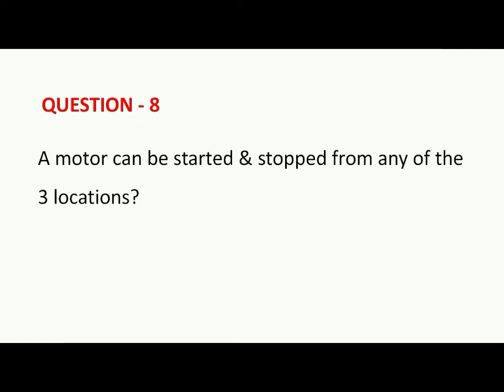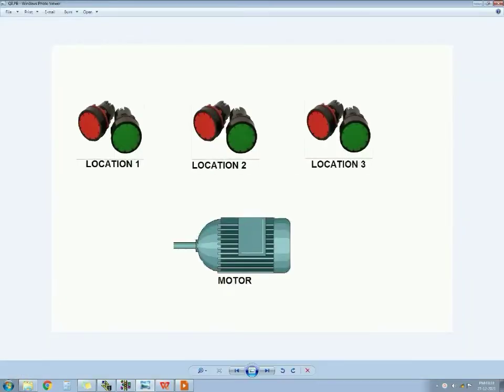A motor can be started and stopped from any of the three locations. So we have a motor that can be started and stopped from any of the three locations. So let's go to the picture. I made a picture. Now it's a little bit clearer for you. There are three locations: this is location 1, this is location 2, location number 3, and this is a motor. I have to start this motor from any one of the three locations.